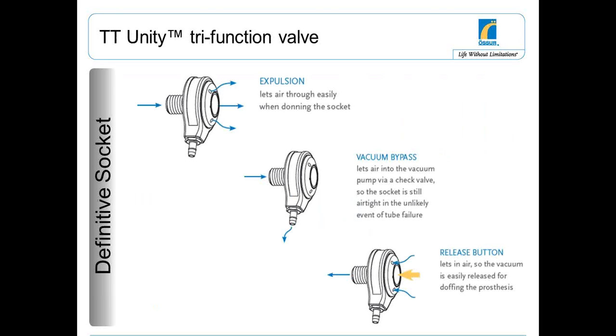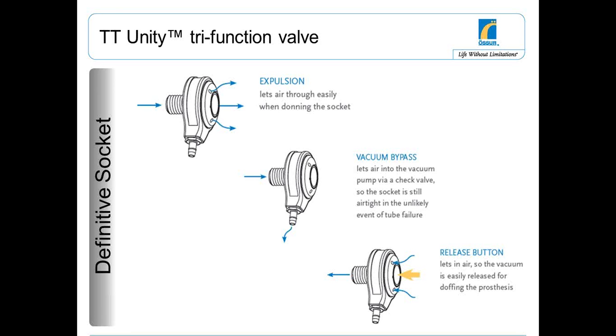Now we'll take a look at this trifunction valve. This is the valve that we recommend you use with Unity. For those of you familiar with the 551 series, it's quite similar. It's built on that, except it has an additional function where we're pulling vacuum through it as well. So we still have the expulsion features. As someone pushes into the socket and the air has to come out, it's going to allow the air to expel automatically. The vacuum bypass, the little barb on the distal portion of it, allows us to pull vacuum through that one-way valve so that we can use the Unity pump.